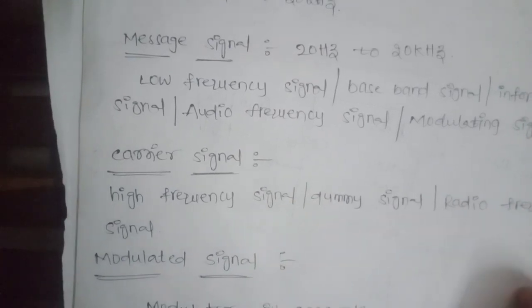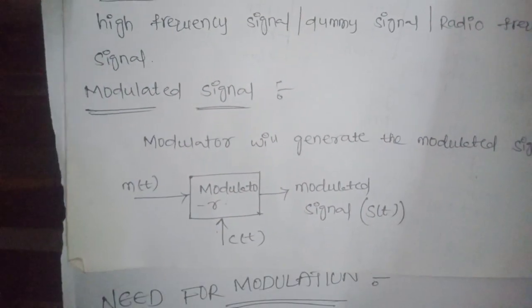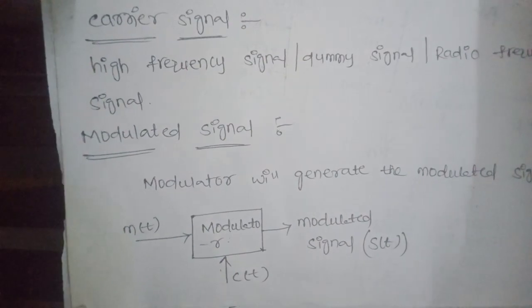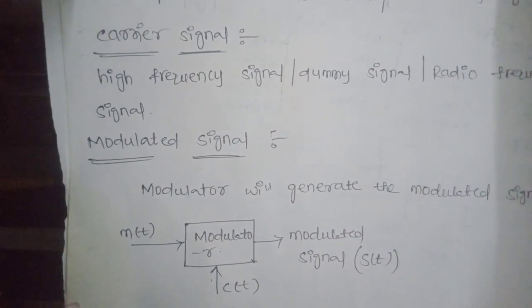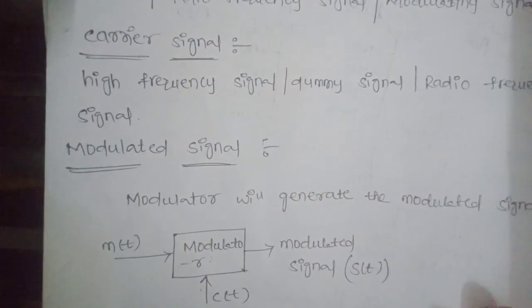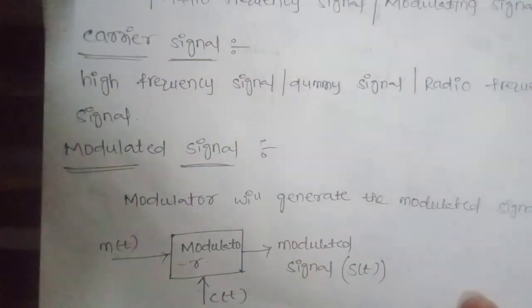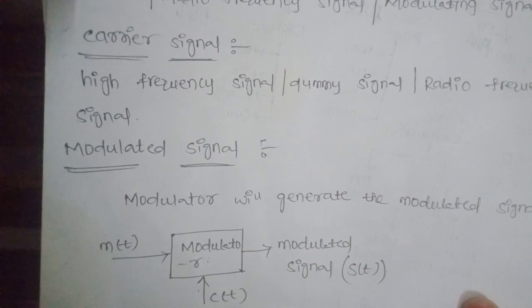Next, coming to modulated signal. Modulated signal is the signal generated by the modulator. So the modulator is placed at the transmitter side. The input of this modulator circuit is the message signal and carrier signal, and the output is the modulated signal.